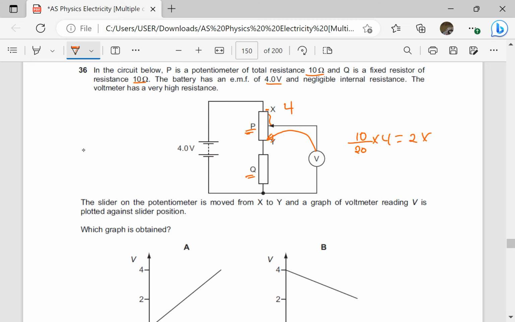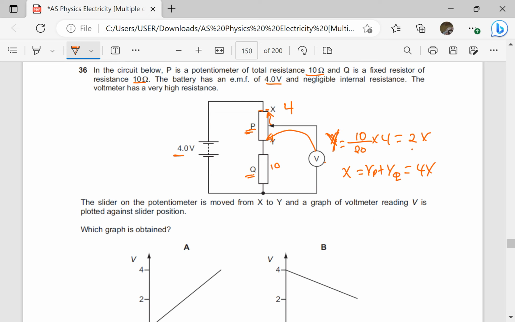So at Y, the voltmeter should read 2 volts, and at X, it should read the total PD across P plus Q. I'm saying at X, it reads PD across P plus PD across Q, which is the EMF, and that is 4 volts. At Y, it gives the PD across Q alone, which is the resistance of Q, that is 10, over total resistance, which is 10 plus 10, then times the voltage supply. That is the potential divider formula, that is at Y.